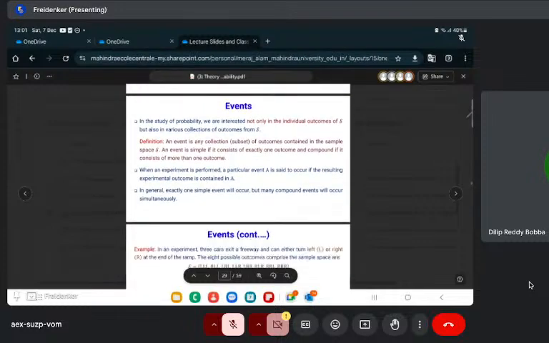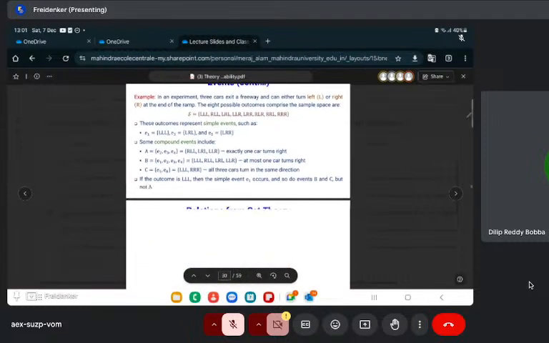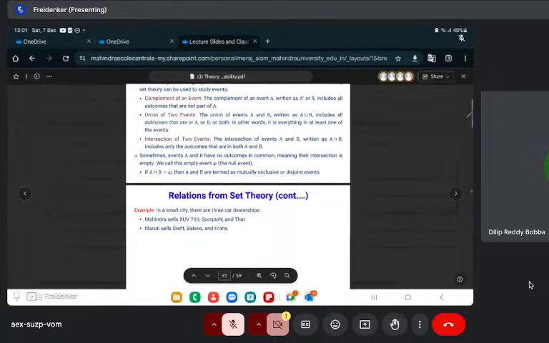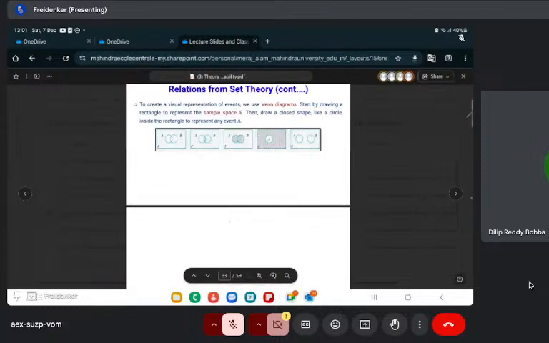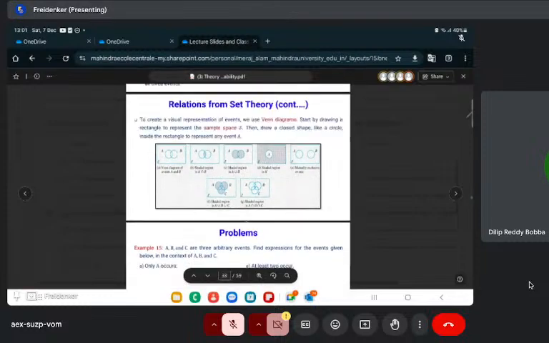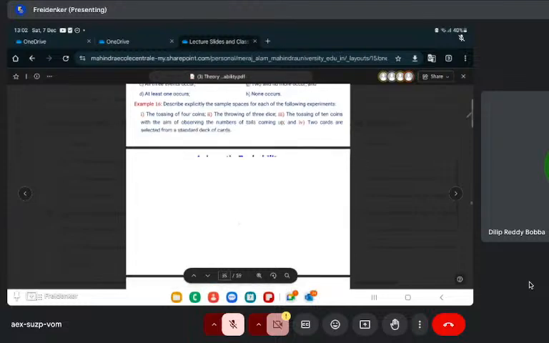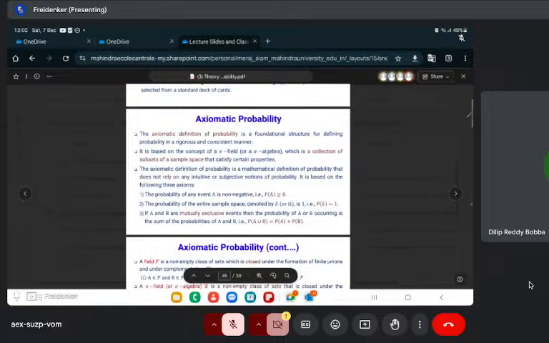You can read the theory, but I will not just go on. This is nothing. It's already 1 p.m. Complement, union, intersections. Okay, fine. I'm still waiting for the axiomatic definition of probability. You have problems, you can solve them, should be simple. Okay, now here comes axiomatic definition of probability. Okay, let's look at some axioms.